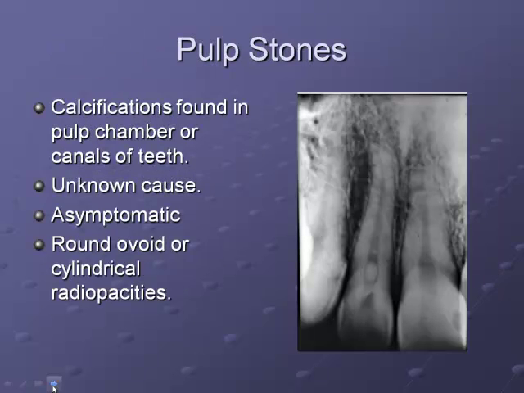Pulp stones form small nodules in the dental pulp. These are calcifications found in the pulp chamber or canals of teeth. They have an unknown cause and are asymptomatic, but appear as round, ovoid, or cylindrical radiopacities in the tooth.